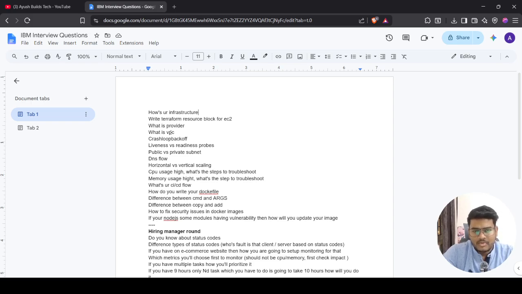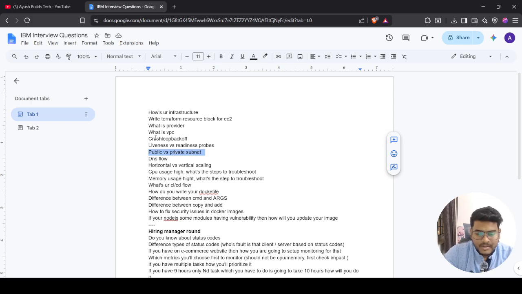Then we went into the VPC side. They asked what is a VPC, then the difference between a public and private subnet, then the difference between an internet gateway and a NAT gateway and their use cases, then security groups and NACLs also. So they asked the full VPC.